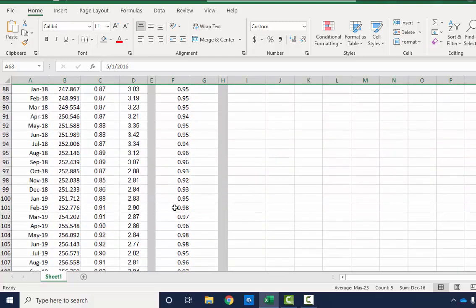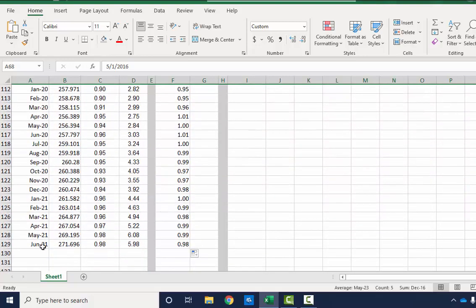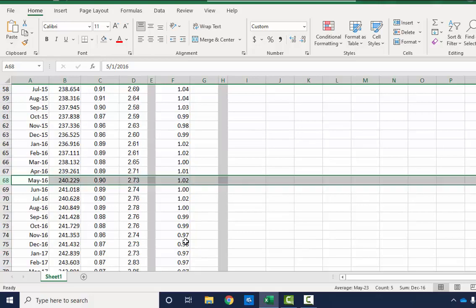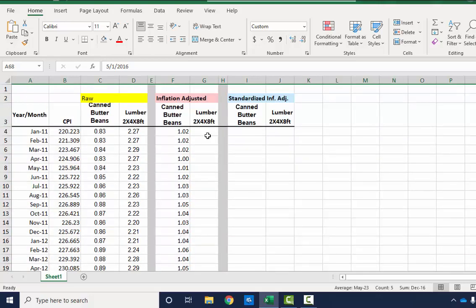Let's get the last one. So in June of 21, you could buy a can of beans for 98 cents, and since the inflation rate from June of 21 to June of 21, no inflation has occurred because we're in the same month, the price would be 98 cents. All right, now let's do it for lumber.